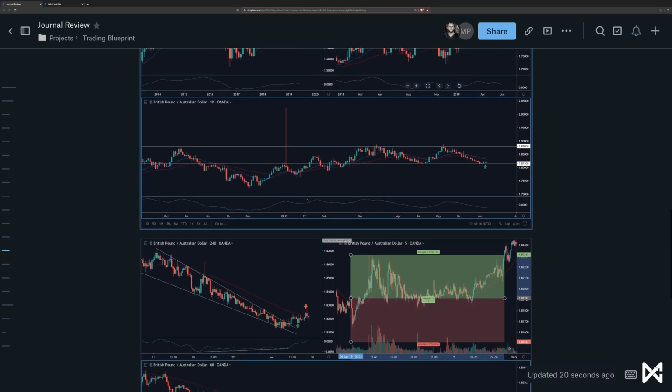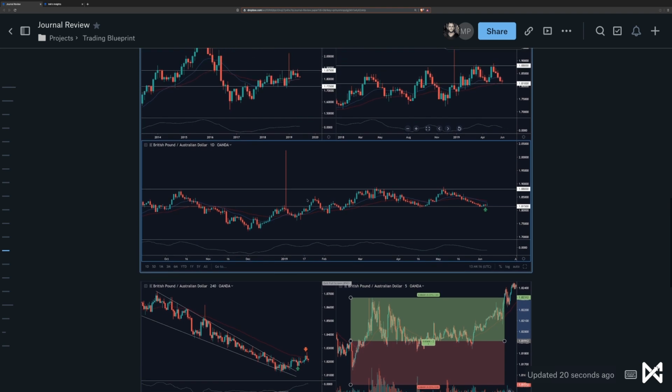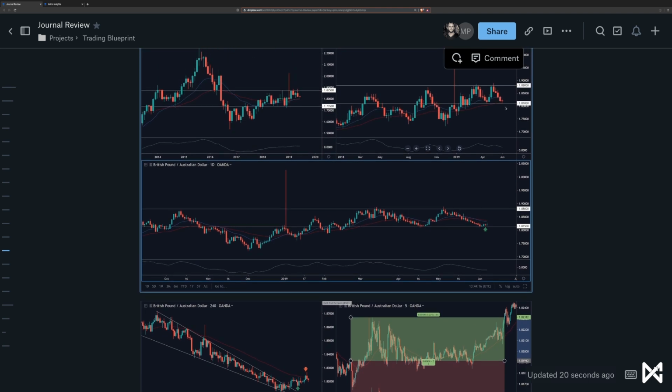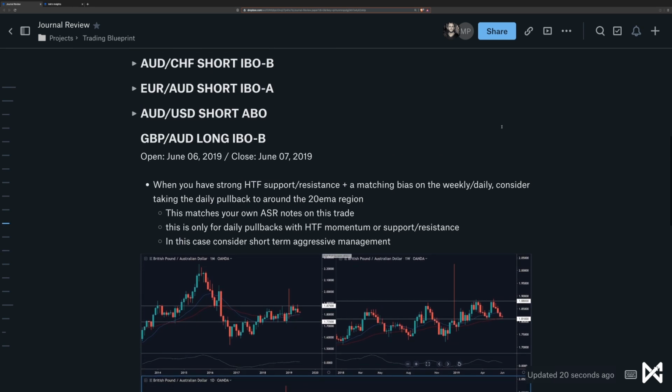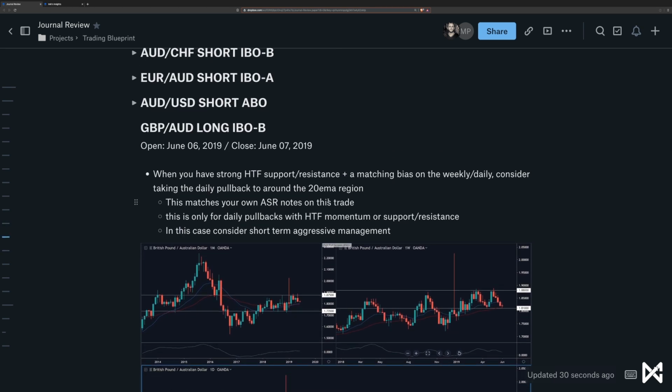So you could potentially push it a little bit farther up, right? You have major weekly support. It's not fully being rejected though. This matches your own ASR notes on this trade. This is only for daily pullbacks with higher time frame momentum or support and resistance. In this case, consider short-term aggressive management, right? So this guy's a day trader, remember that.